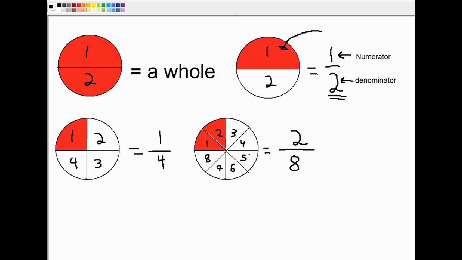Well, if we look at the previous example compared to this example, you can see that the amount of pizza is the same. So 1/4 is the same as 2/8. It's just exactly the same amount of pizza. You've just cut it into smaller pieces. So we can say that the fraction 1/4 is equal to 2/8. And vice versa, you can say 2/8 is the same as 1/4.